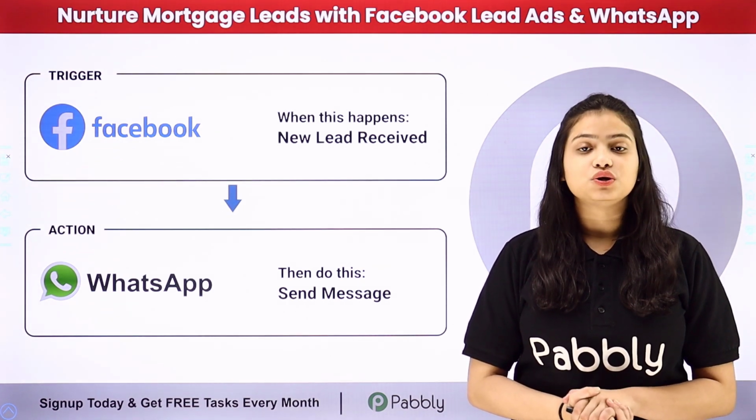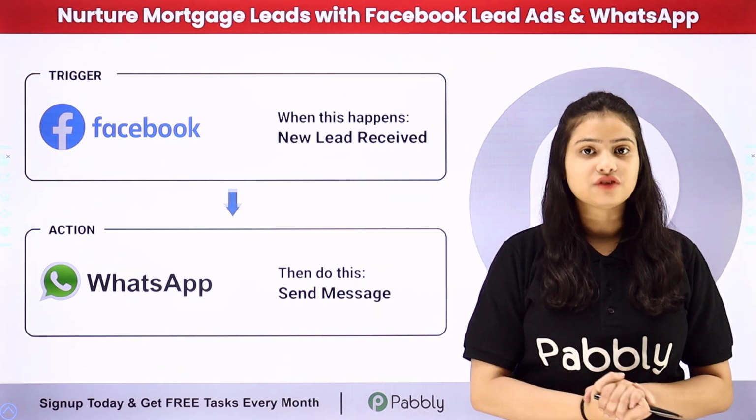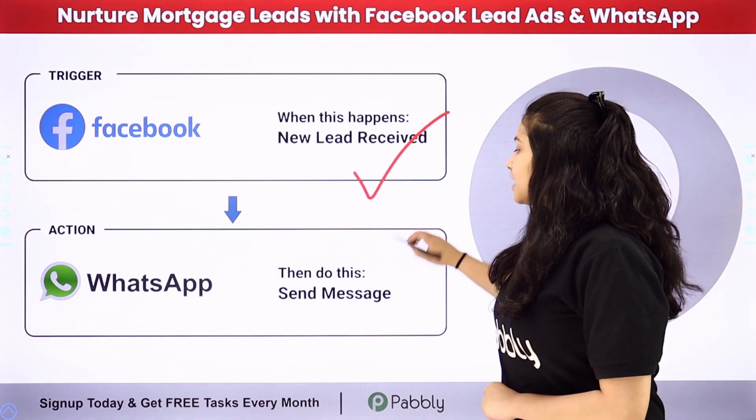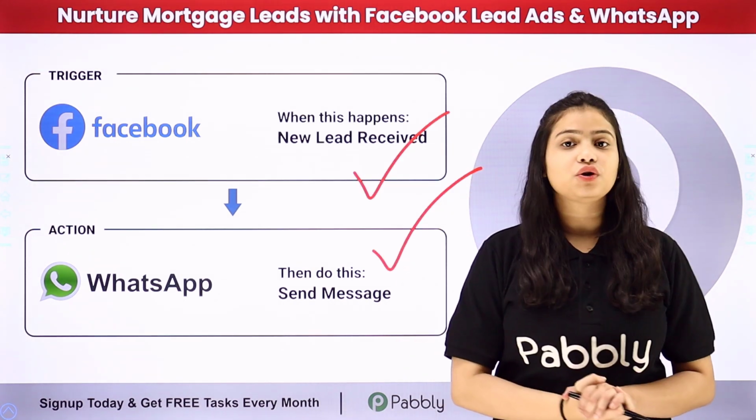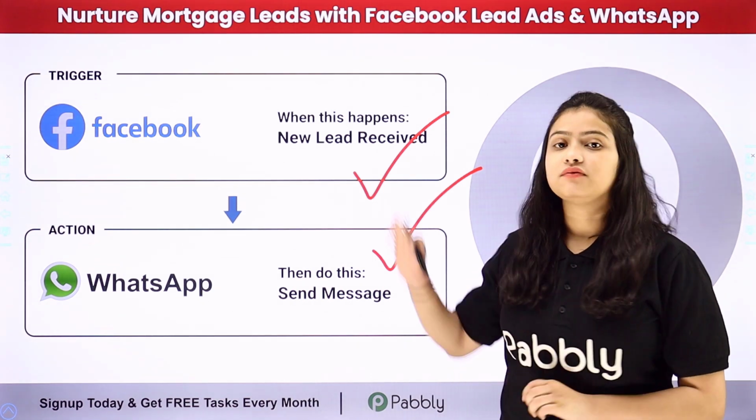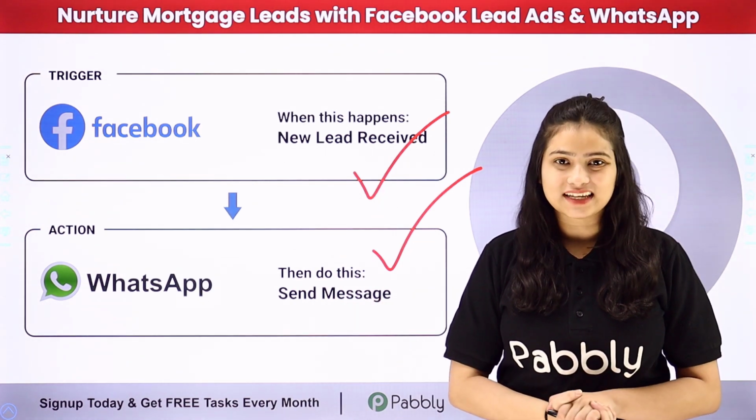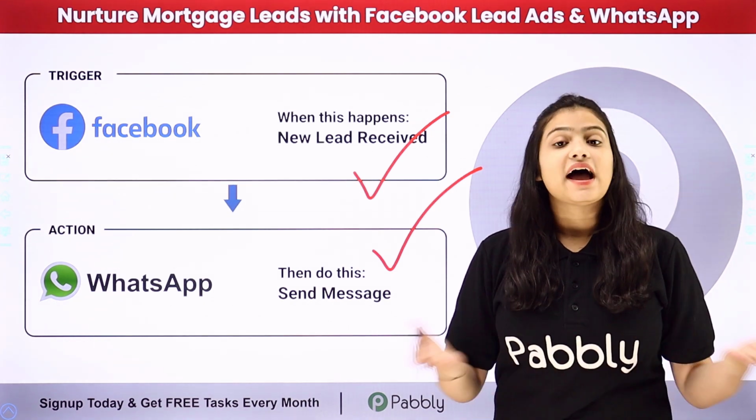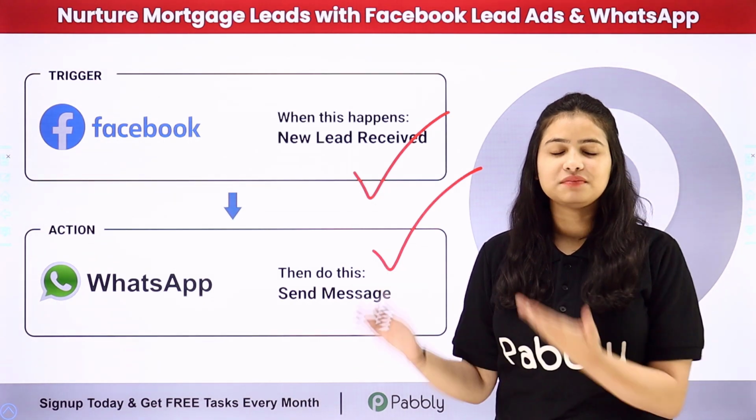So Pabbly Connect works on two principles, trigger and action. In trigger, we are going to take Facebook lead ads, and in action, I'm going to take WhatsApp Cloud API through which I'm going to send a template message to all my leads on WhatsApp. And we are going to set up a connection between these two applications with the help of Pabbly Connect to automate this entire process. And to learn this entire automation step by step, let me take you all to my screen.